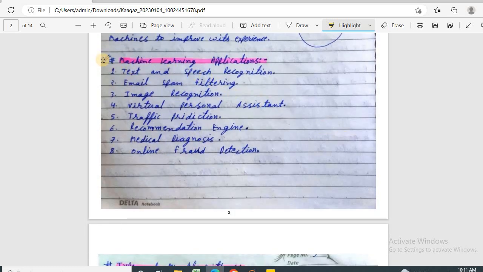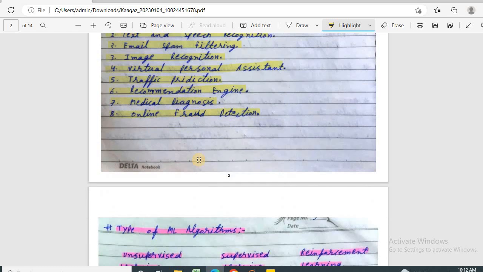Now what are the applications of machine learning? There are many applications, like text and speech recognition, email spam filtering, image recognition, virtual personal assistant, traffic prediction, recommendation engine, medical diagnosis, and online fraud detection.